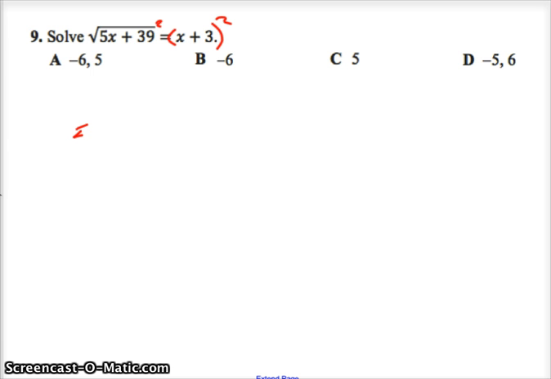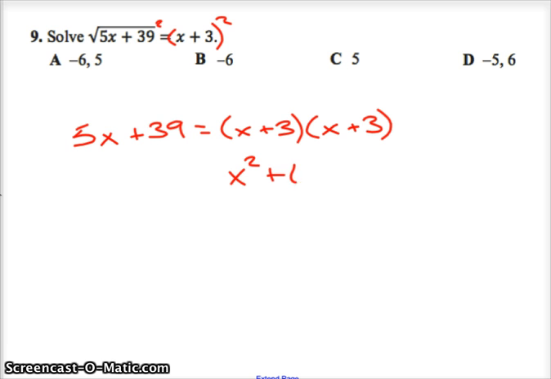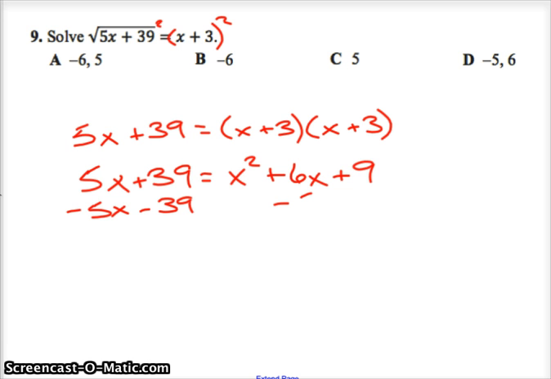So I'm going to be left with 5x plus 39 is equal to x plus 3 times x plus 3. Foiling this, you'll get x squared plus 6x plus 9 equals 5x plus 39. I now want to set everything here equal to 0. That way I can factor it. So I'm going to subtract 5x and subtract 39 at the end.